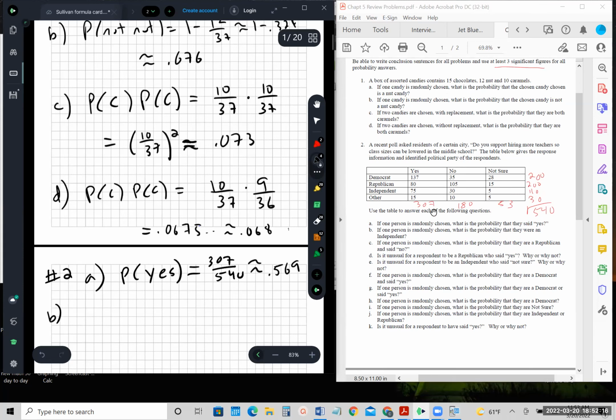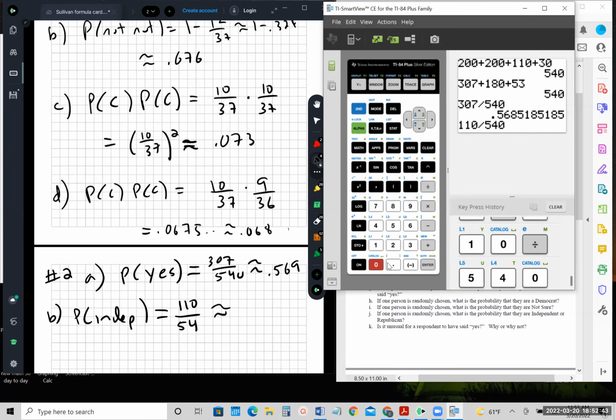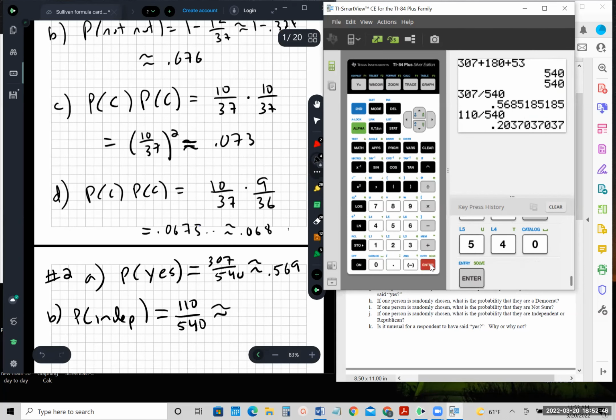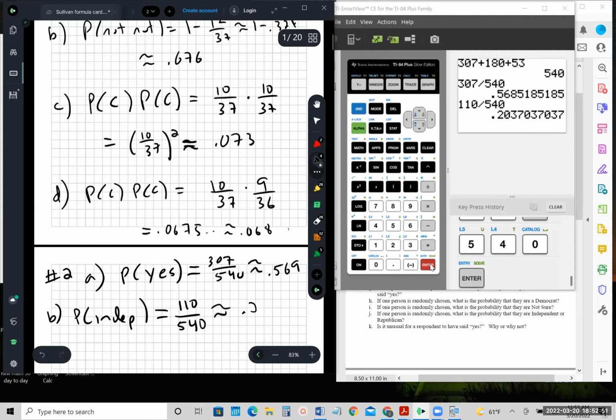B would be if one person is randomly chosen, what is the probability they are independent? So the probability of independent would be the independent row, there's 110 people out of the 540. So it would be 110 divided by 540, and I forgot a 0 there, so I'm going to add that 0. There we go. I get 0.2037, so 0.204 would be the rough guesstimate.